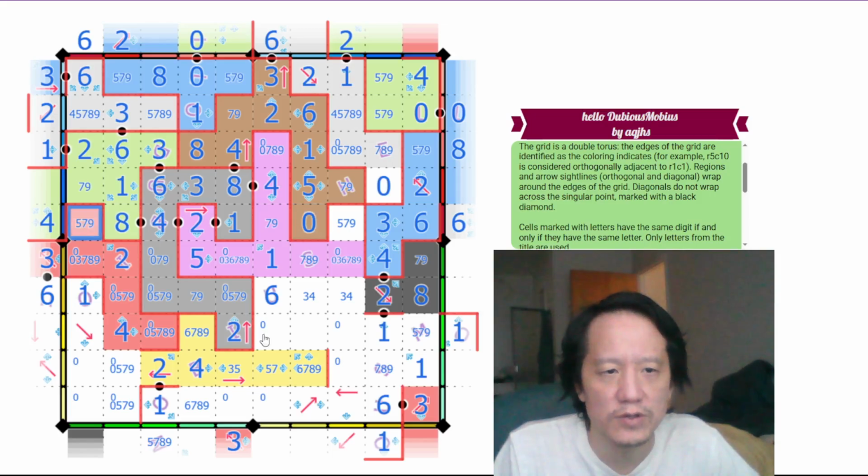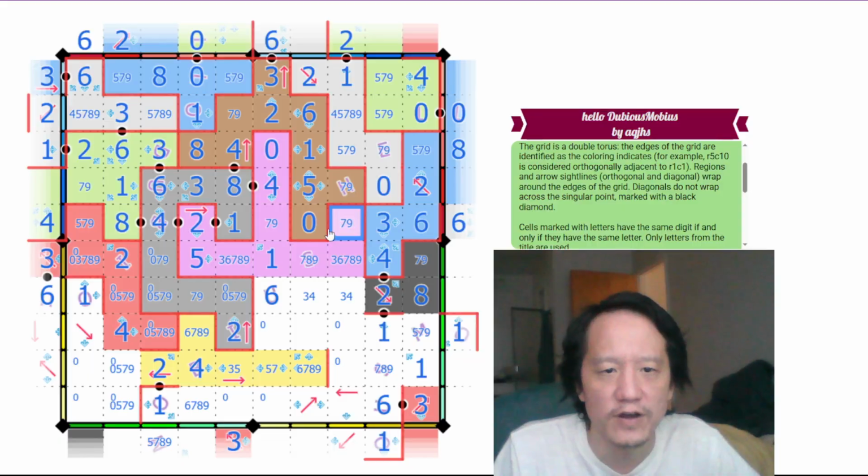So this can't be 0 here. This has to be pink because there's no other place for that to be a part of a region. This must be light. So that eliminates 0 in the rest of the light region. That also means, where's the 0? Where's the 0 in row 3? It must be here. So this is 0, which eliminates 0 in the rest of the pink region.